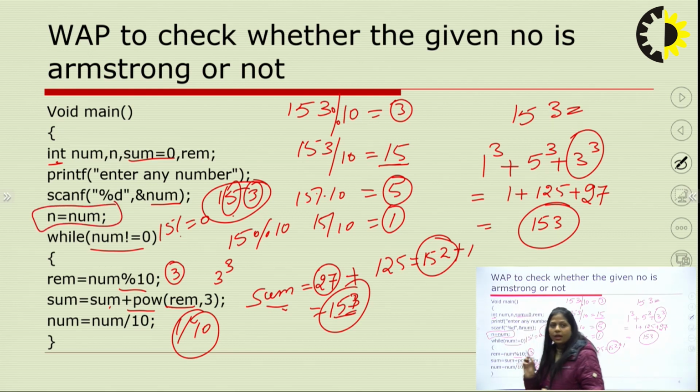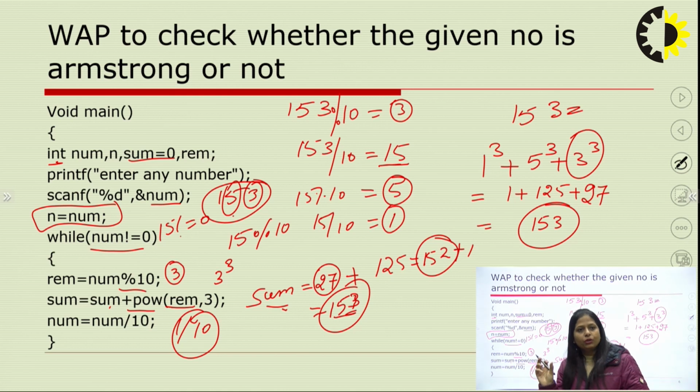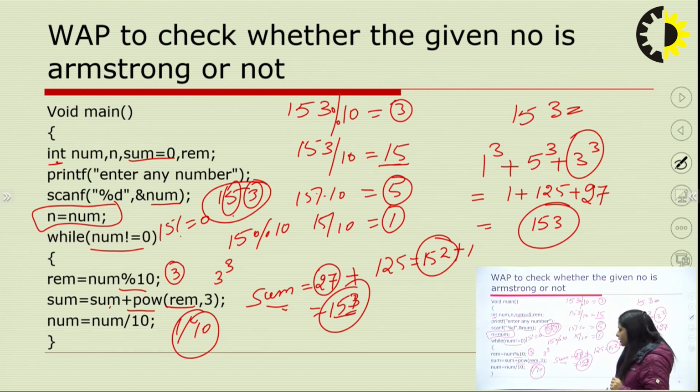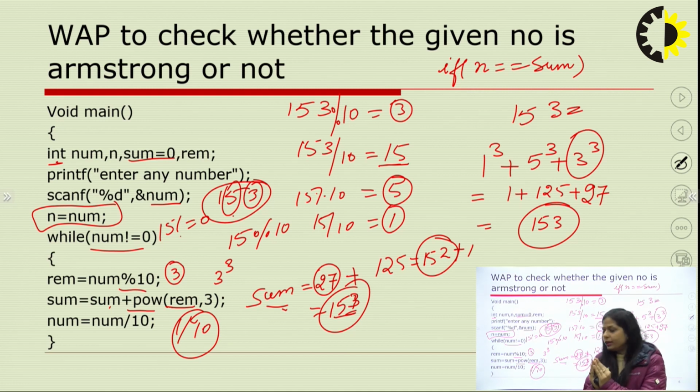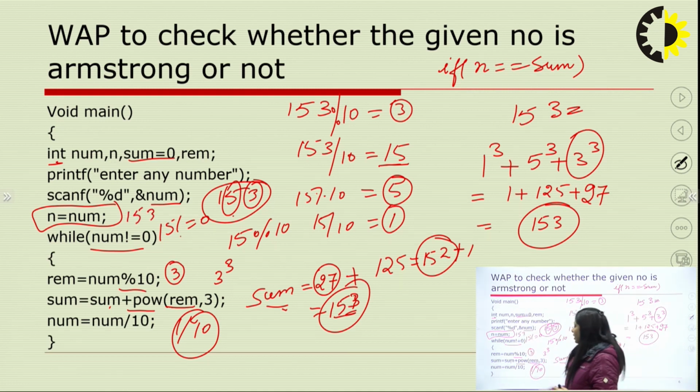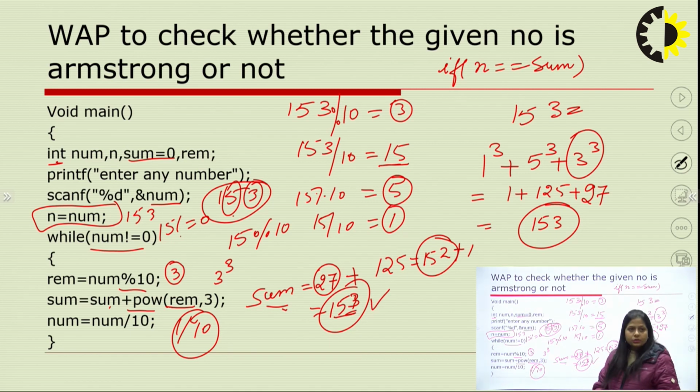initially we have stored the value of num in a temporary variable, right? That's why we have written n is equal to num. So what has the user entered? The user has entered 153. 153 was assigned to n. Fine. So what will we check now? We will check if n is equal to sum. What is the value of n? That is 153. What is the value of sum? That is 153. Then we say the number is Armstrong, otherwise the number is not Armstrong.